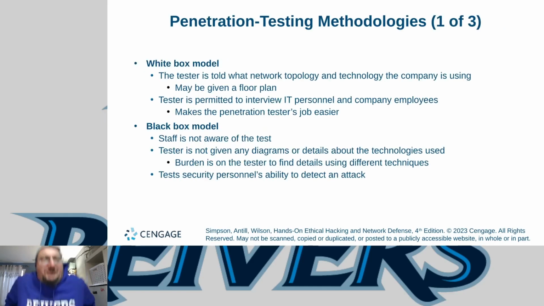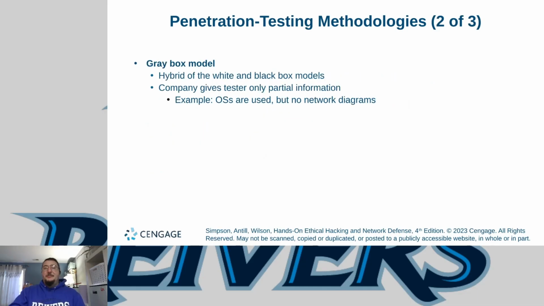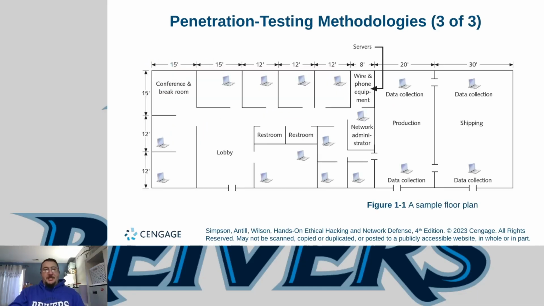Pen testing methodologies. There are 3 of them. You have white box, black box, and gray box. White box, you know everything that's going on inside and out. Black box, staff has no idea it's happening. The tester has nothing, and they go in completely blind. In a gray box, a mix of the two. For example, we've got a floor plan here, and you could say, hey, I need to find out what's going on inside the break room here, or down in the lobby, find out where there are issues regarding servers, administration, and these computers that are shown here.